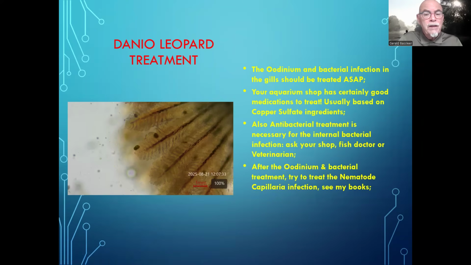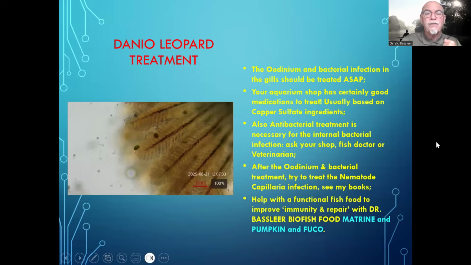After the Oodinium and the bacterial treatment, try to treat the nematode, the capillaria infection. I would suspect or expect that if you combine the capillaria treatment or the worm treatment together with the copper sulfate and antibiotics, it might be too much for the fish. See my books, I give a lot of details on that.